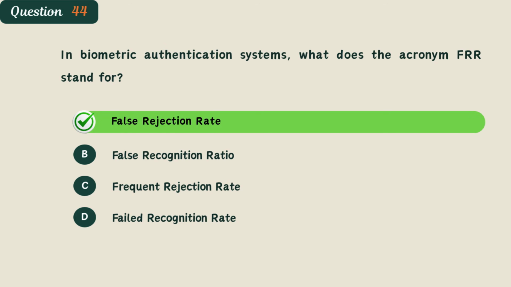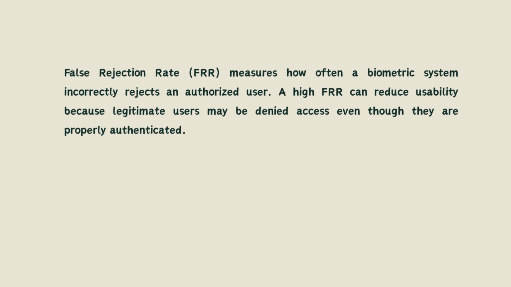Correct answer: A. False rejection rate. False rejection rate, FRR, measures how often a biometric system incorrectly rejects an authorized user. A high FRR can reduce usability because legitimate users may be denied access even though they are properly authenticated.